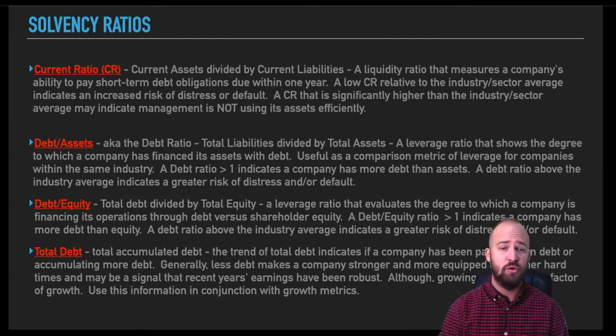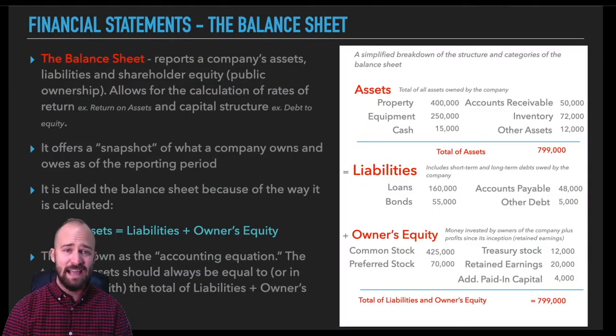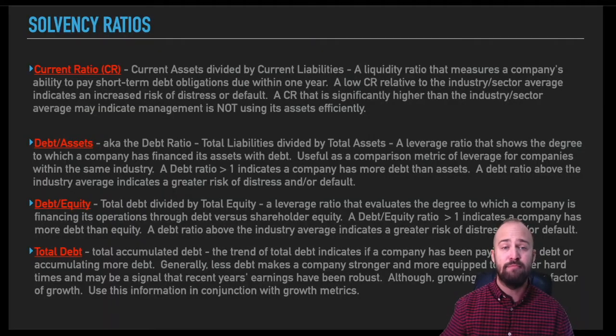Next, we have the debt to assets ratio, also known simply as the debt ratio. This takes a company's total liabilities and divides them by total assets, right? So total debt divided by total assets. It's a leverage ratio that shows the degree to which a company has financed its assets through debt. As with the current ratio, the debt ratio is derived from the balance sheet.